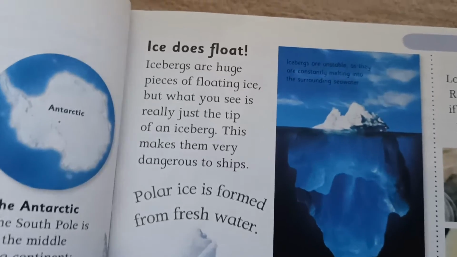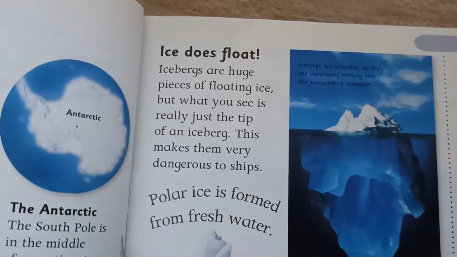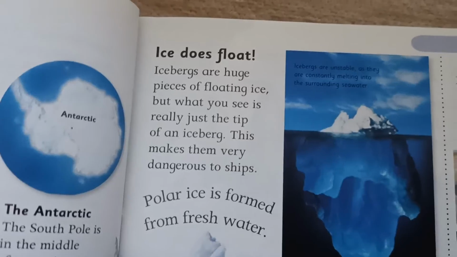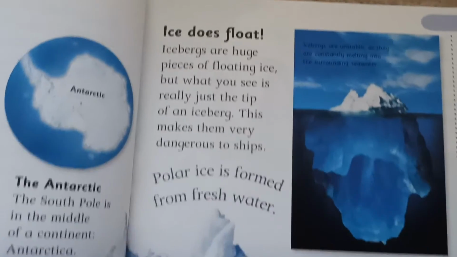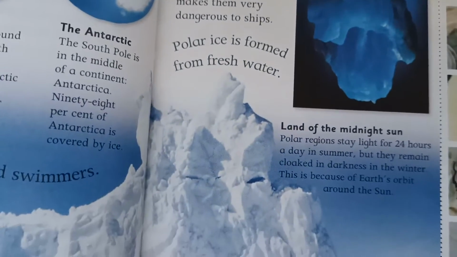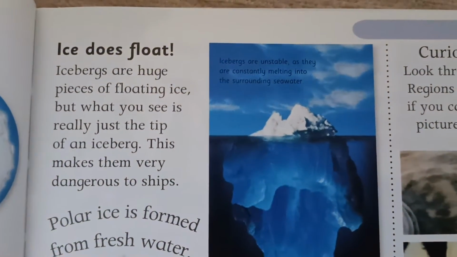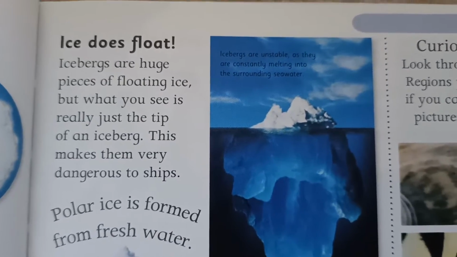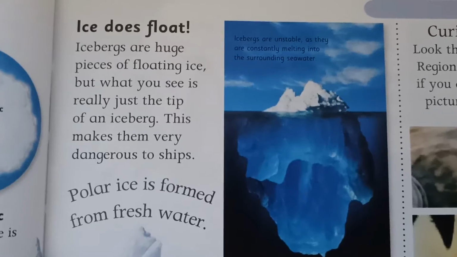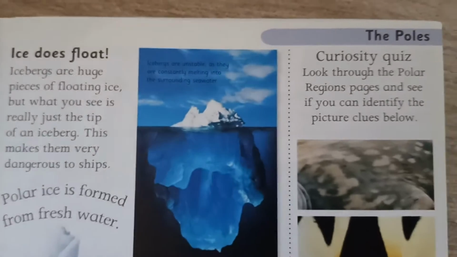Icebergs are huge pieces of floating ice, but what you see is really just the tip of an iceberg. This makes them very dangerous to ships. Polar ice is formed from fresh water, not sea water. Icebergs are unstable as they are constantly melting into the surrounding seawater, so you cannot live or stand on them.